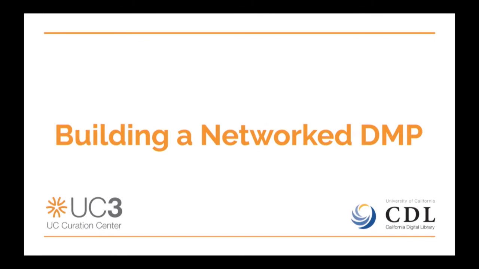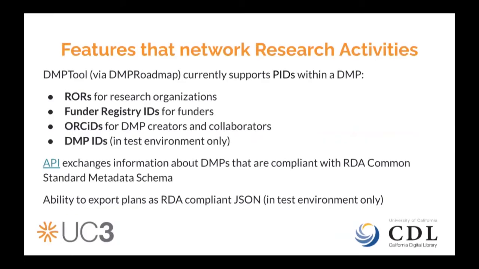So in order to build on this ecosystem, we had to really focus on creating the ability to network DMPs and to add new features. And this is all done in collaboration with DMP Online in the DMP Roadmap code base. So we have added new core identifiers to make this possible. We built a new API that builds on that RDA common standard that Tomasz just talked about. That common standard was really, truly fundamental to almost everything that we've done. So we are deeply indebted to the community work that went into putting that schema together.